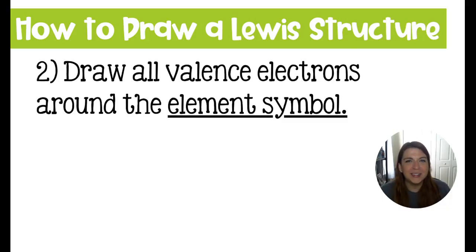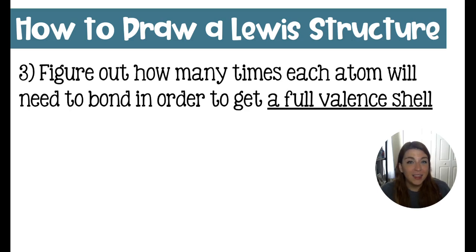Then what we're going to do is take those valence electrons and draw them as dots around the element symbol. Think back to when we were doing atomic Lewis structures. We're going to start really with that. Then I recommend, with a pencil, you just start connecting these dots until you get all of the atoms having a full valence shell. It gets easier with time. You will figure it out.